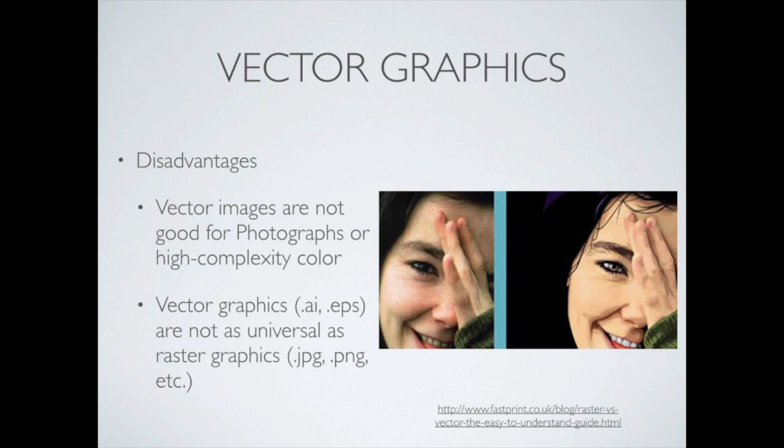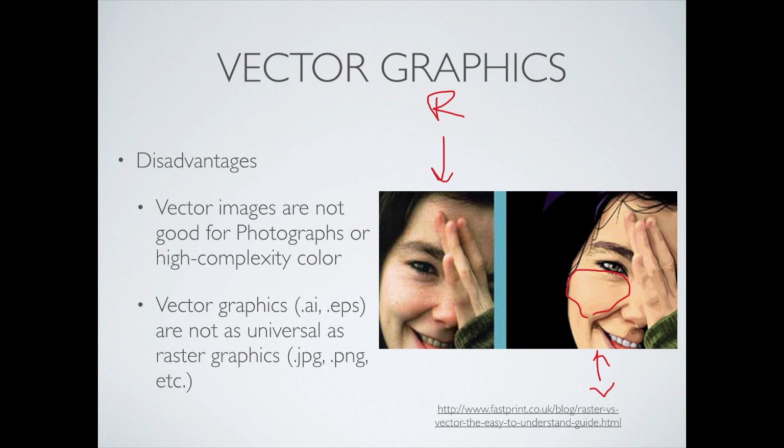Disadvantages, though. Vector images are not good for photographs because of the high complexity of colors involved in a photograph. I think this is probably the best illustration to make the point. On the right side here, we have two images. This one here is the raster image, which looks like a traditional photograph. This one down here is the vector image. If we look carefully, like in the cheek area, you see those little colored regions? We don't have the nuanced color that's available in a photograph. So a vector graphic is not good for that high complexity, highly nuanced photographic image.